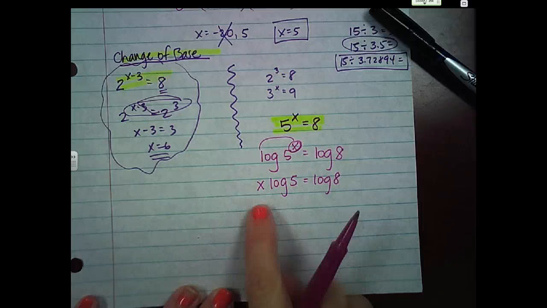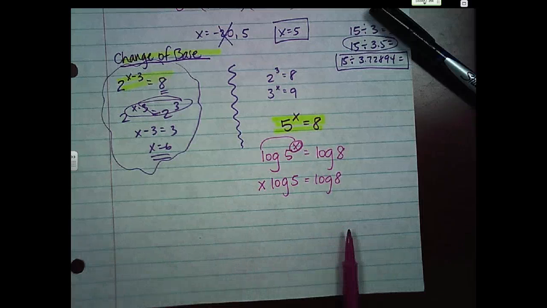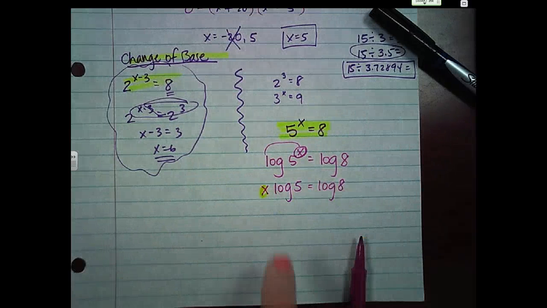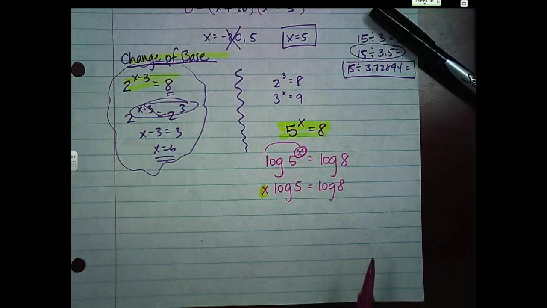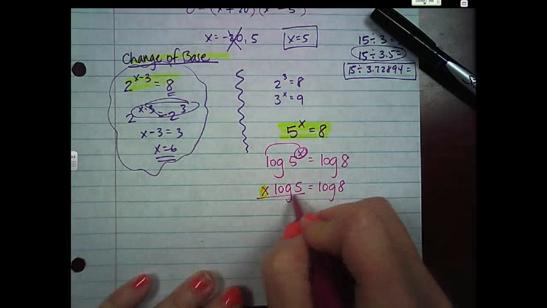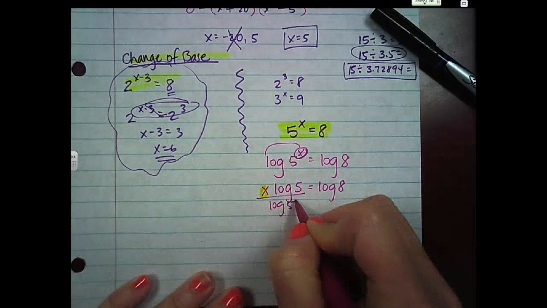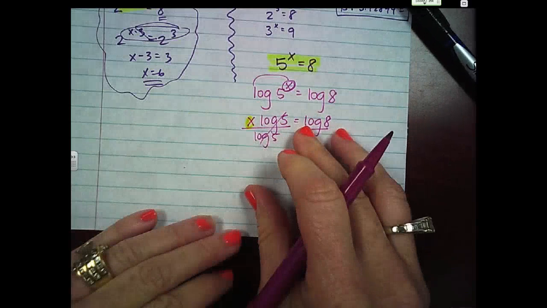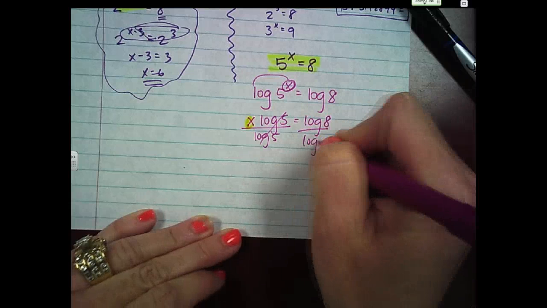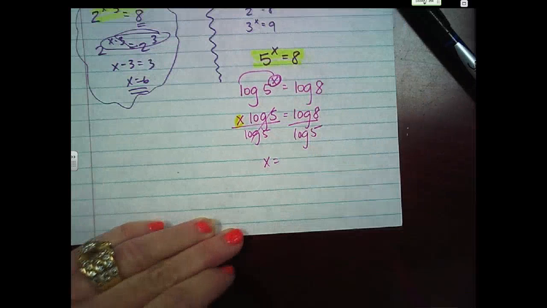Now the next step. How do I get x, because I'm trying to solve for x, how do I get x all by itself? What do I need to get rid of? The log 5. What operation is that? It says multiplication, so how do I get rid of multiplication? Divide. So you're just going to divide this side by log 5 and divide this side by log 5. So x equals, right, get your calculators out.